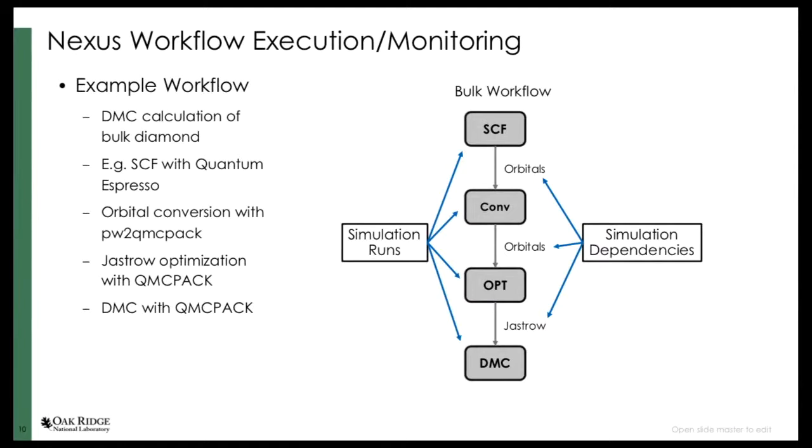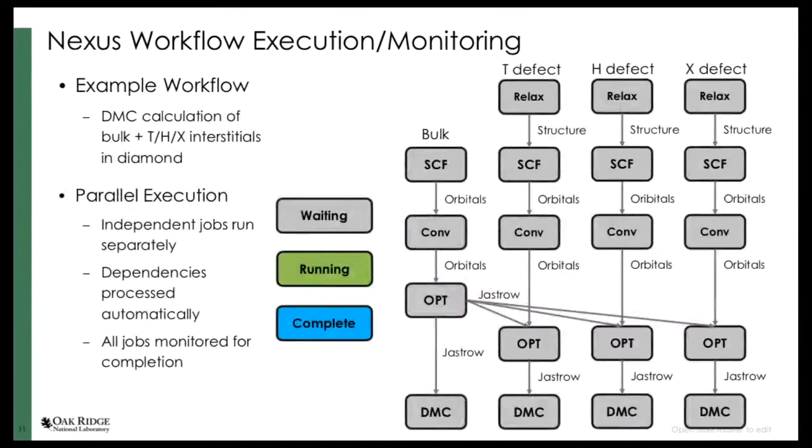How are the workflows themselves executed? Well, let me illustrate that with probably a more realistic or interesting example. So this is a slight expansion on the prior example. So here's the bulk diamond workflow again, just on this left-hand side. But now I'm imagining that I've done everything I need to do to start doing a production calculation of, say, defect formation energies in diamond. So you want to do bulk, but also the T, H, and X interstitials, where in the end you want 4 DMC energies, one for bulk and then one for each defect at a relaxed geometry.